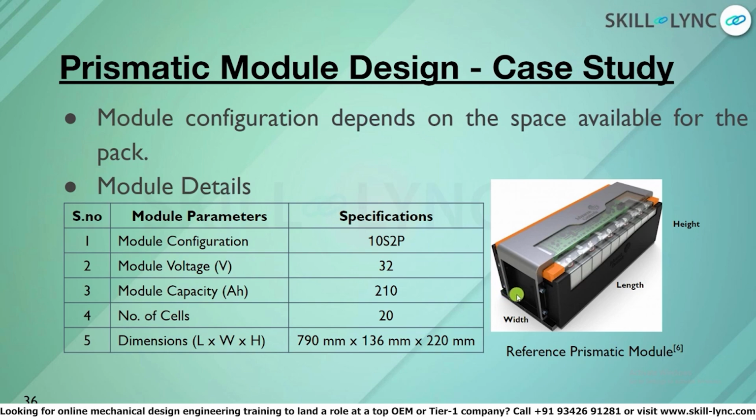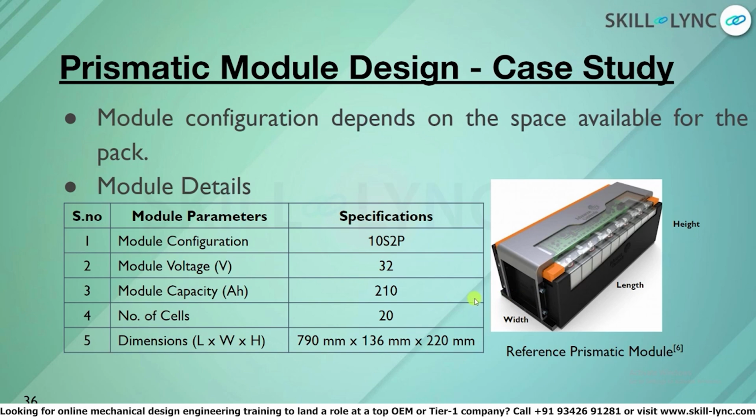And then when we have two cells in parallel, it would give a capacity of 210 Ah, which means we have 20 cells connected in 10s2p configuration. Then the module of each would be 32 volts, 210 Ah with a dimension of 790 mm, 136 and 220. So this is how we arrive at a prismatic module, and connecting all these modules in series combination would give the required pack level.